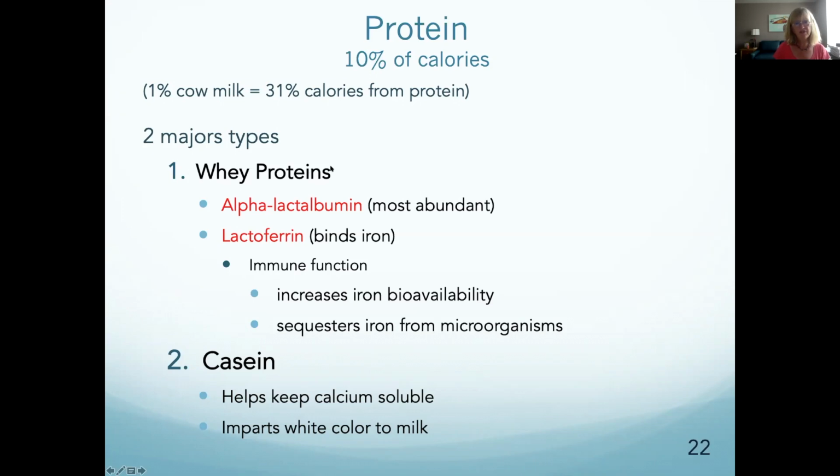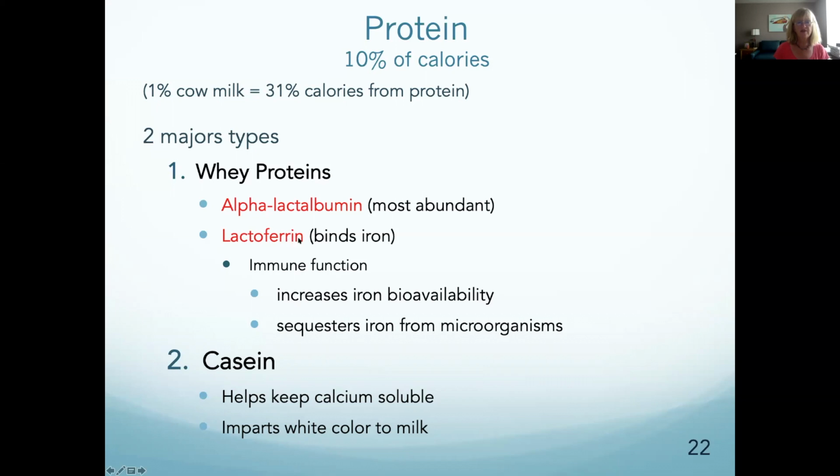There are two primary types of proteins found in human milk. You've heard of whey and casein before. I know you've all had food science. Of the whey proteins, the most abundant are lactalbumin and lactoferrin. Remember I mentioned this earlier. This is also one of the major proteins.